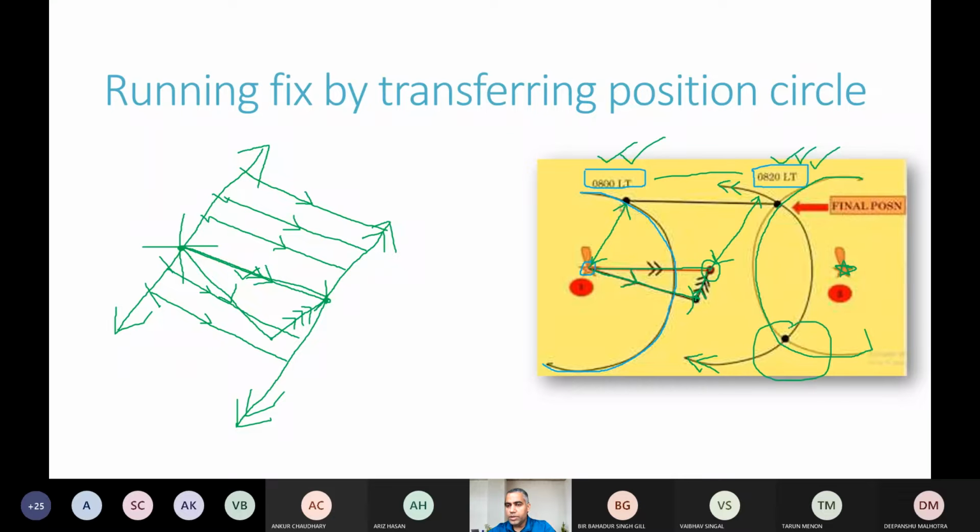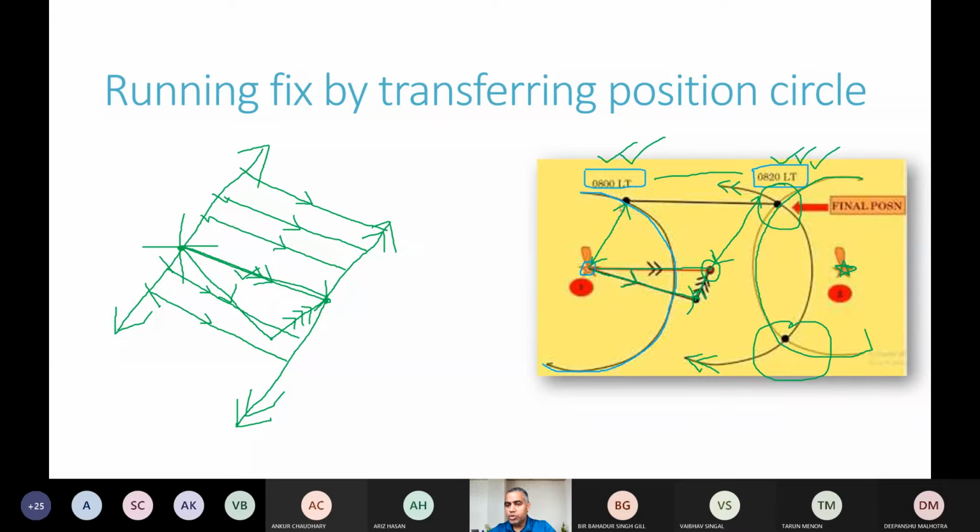One position is here, another position is here. So when you do this on the chart, you will see that either one of these positions will go on land, or it will go in dangerous waters, shallow waters or wreck or somewhere. One of the positions will be in safe waters, one will be over land or in dangerous waters. So obviously the vessel is at the position which is in safe waters.